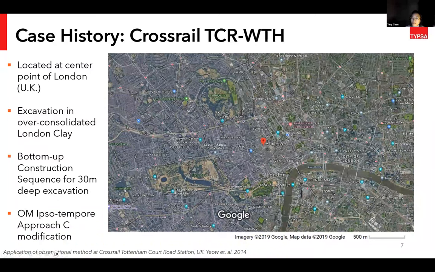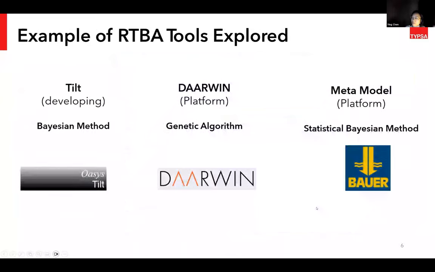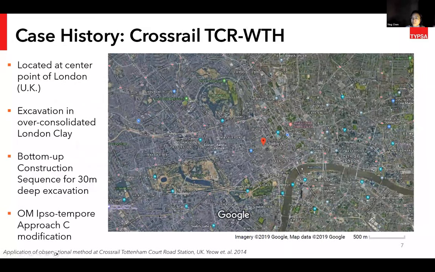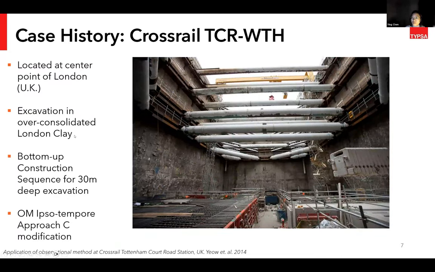It's the Elizabeth line Tottenham Court Road station, located in the center of London. The excavation is in the typical over-consolidated London clay, and it adopted a bottom-up construction methodology. From this photo, you can see the original design had one more level to support this bottom-up excavation. But during construction, the contractor and the design team worked together to run some back analysis and develop their observational method modification design. They managed to save one level of temporary prop, and that helped them achieve a 2 week saving in construction time.